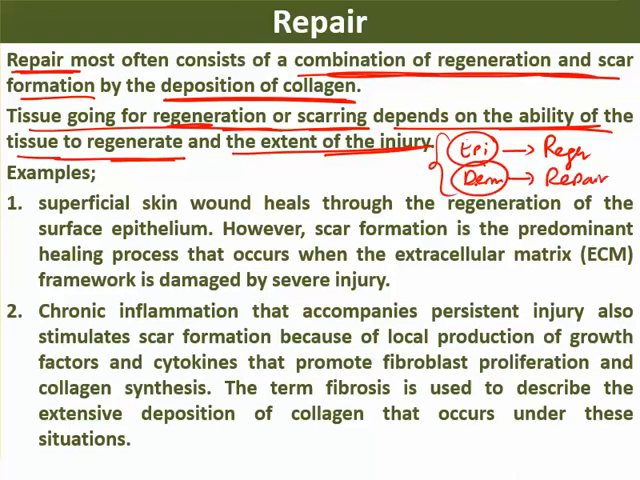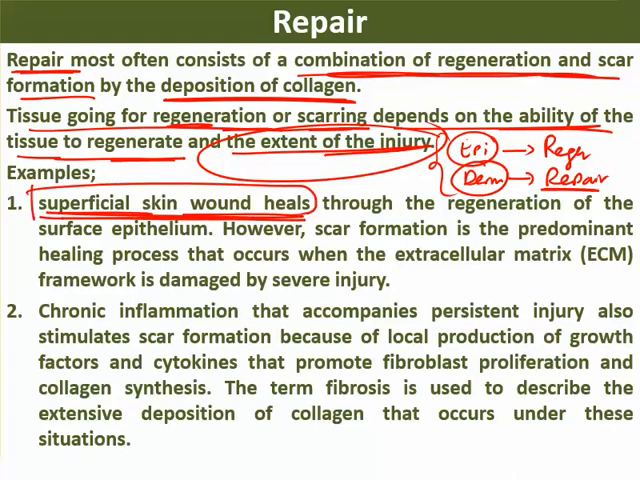So why is it going for repair? The extent of injury is deep. It depends upon the extent of injury, very important. For example, when you remove the teeth, the extent of injury is deep, they go for repair. So repair is the one that happens if the extent of injury is deep. I'll show you some clinical images, you will understand more. If it is a superficial skin wound, which means only the epidermis is injured, that will end up with regeneration.